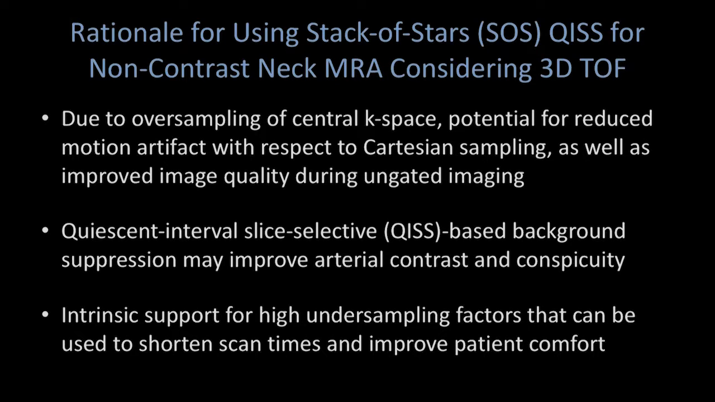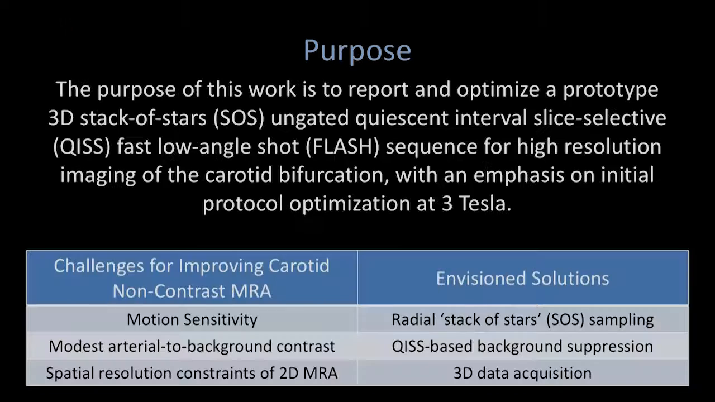Quiescent interval slice-selective, or QISS-based, imaging could provide improved background signal suppression because there are dedicated SAT pulses that are applied. And also, stack of stars imaging, because it's radial, can naturally support higher undersampling factors easily at the scanner, and this could be used to shorten scan times and improve overall patient comfort during the exam.